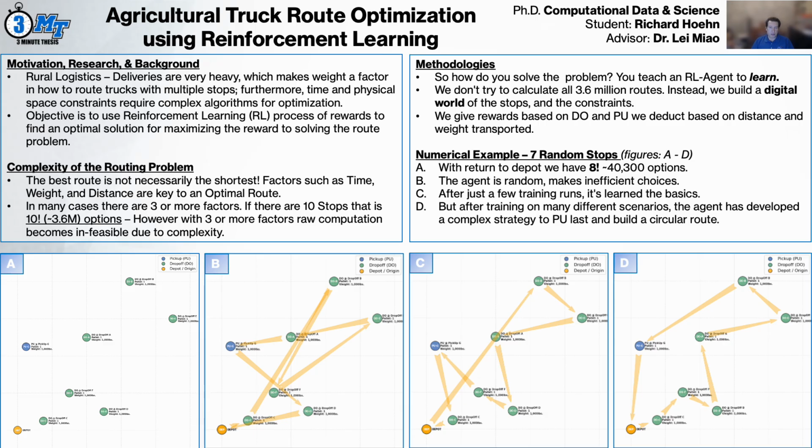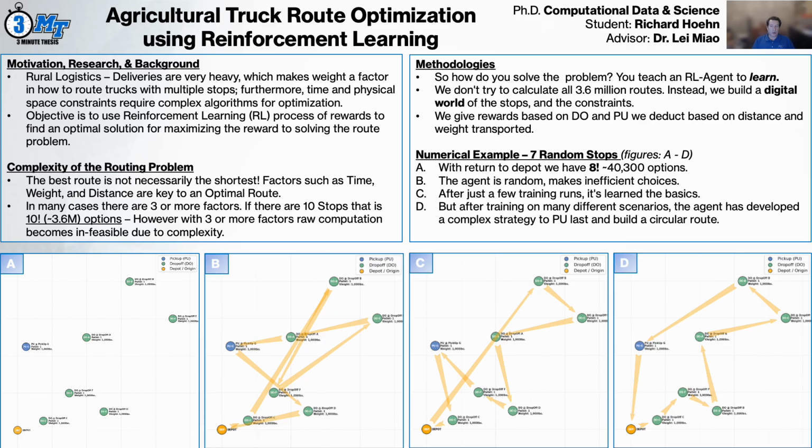My main research focuses on using reinforcement learning, which is a subset of machine learning, to optimize agricultural truck routes. Specifically, in rural America, these agricultural truck routes require heavy loads, certain space constraints, and time constraints of how the drivers can drive. The complexity comes in that you need to take those factors into account and not just distance to find the optimal route.